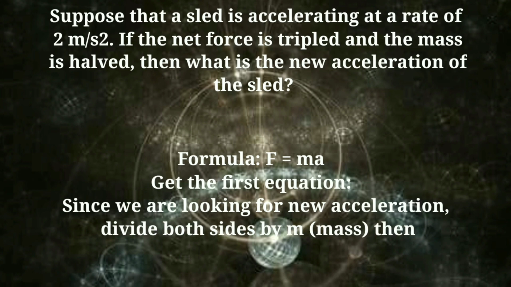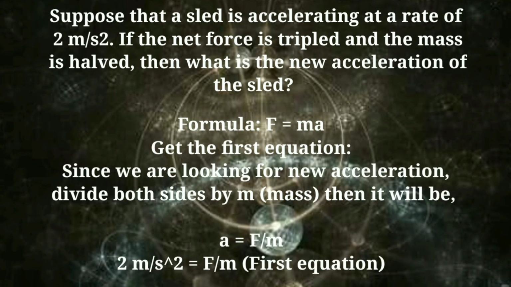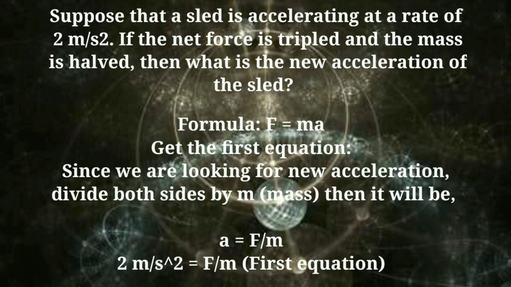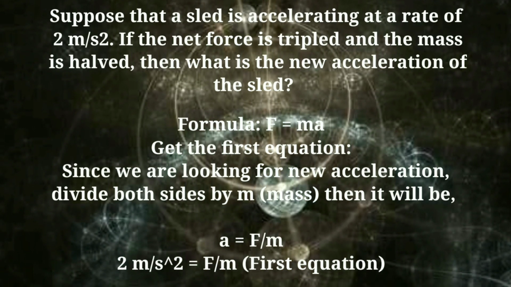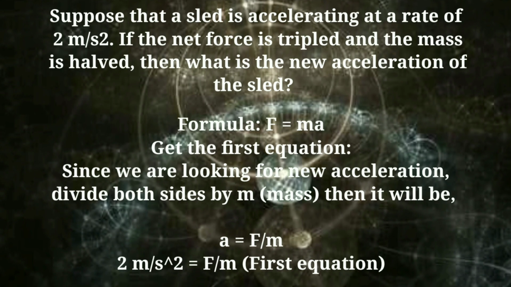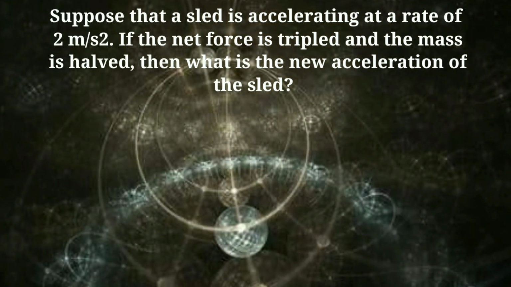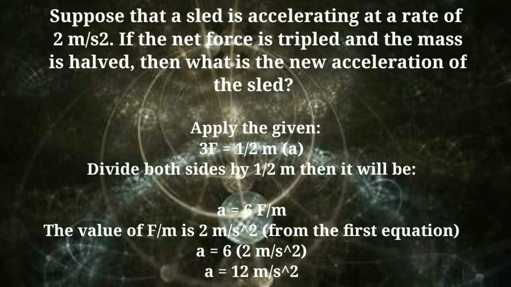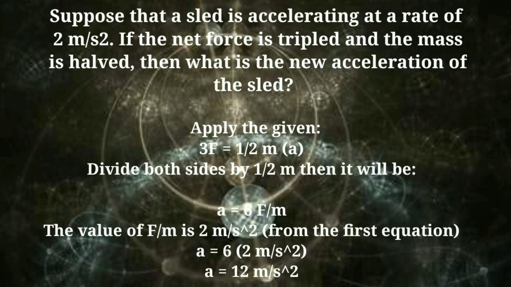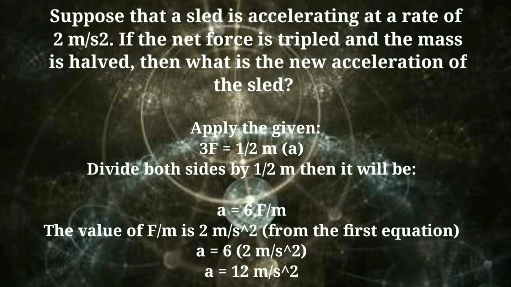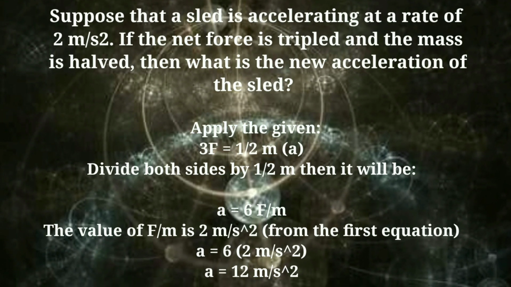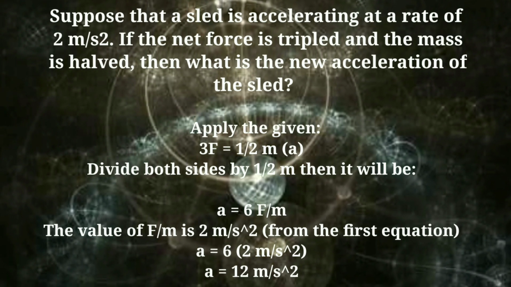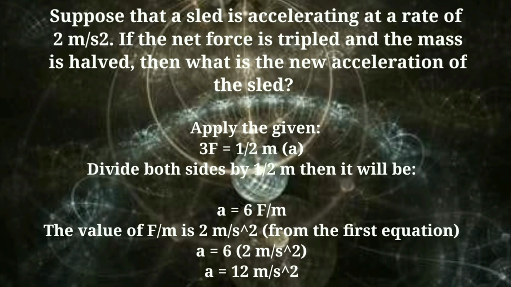Formula: F equals ma. Get the first equation. Since we are looking for the new acceleration, divide both sides by m, mass. Then a equals F over m. 2 meters per second squared equals F over m. First equation. Apply the given: 3F over 1 over 2 m. Dividing, a equals 6 F over m. The value of F over m is 2 meters per second squared. From the first equation, a equals 6 times 2 meters per second squared, a equals 12 meters per second squared.